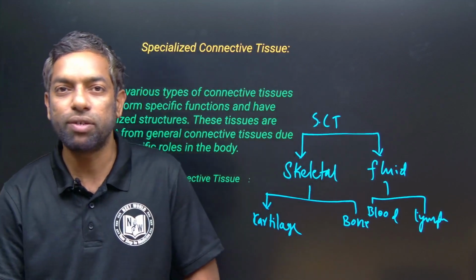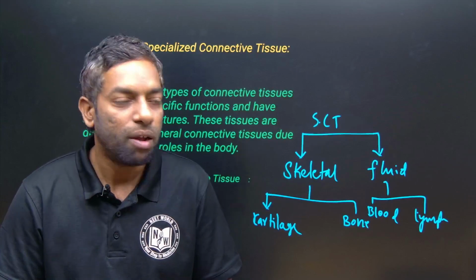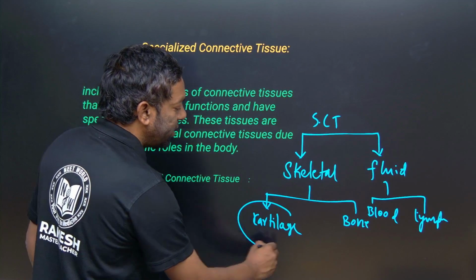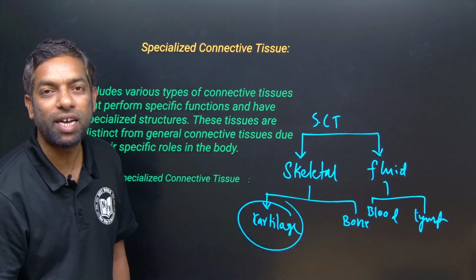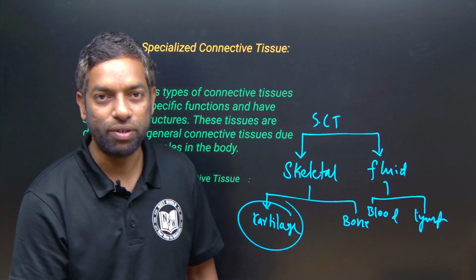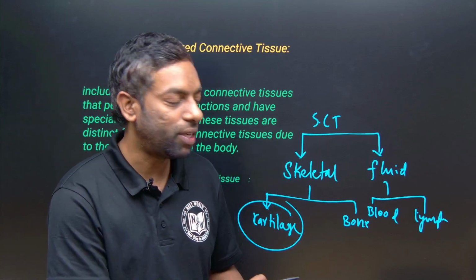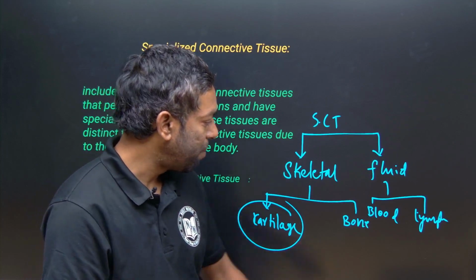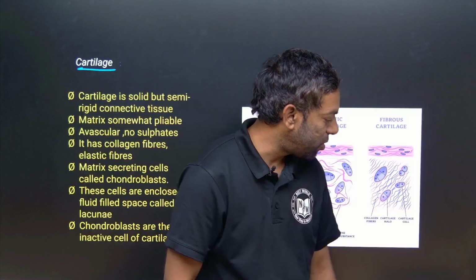Connective tissue connects the entire body through its medium. We are going to discuss cartilage first. What is the speciality of cartilage, bone, blood and lymph, unlike other tissues? Yes, we are going to discuss cartilage.